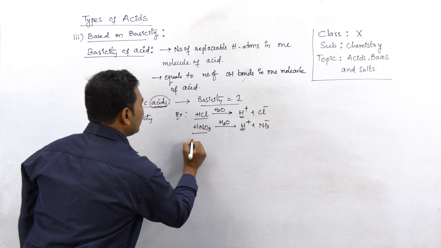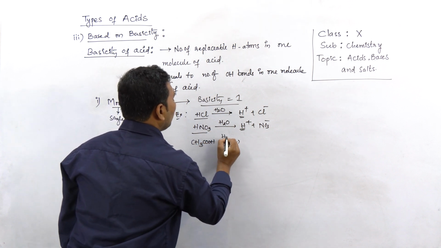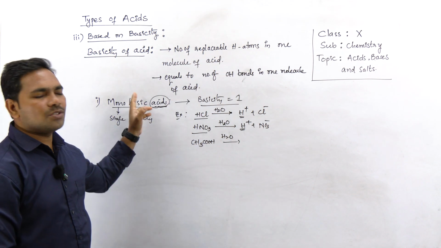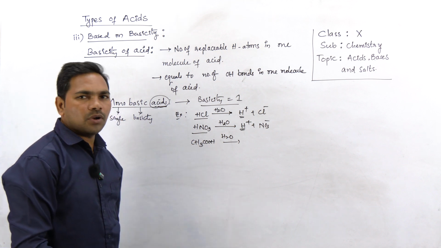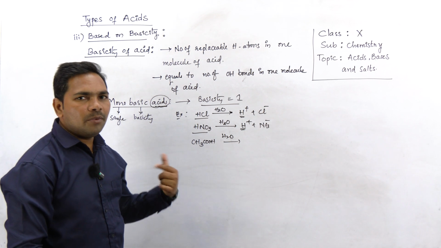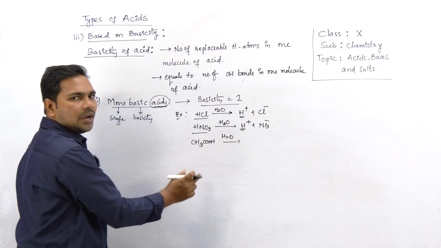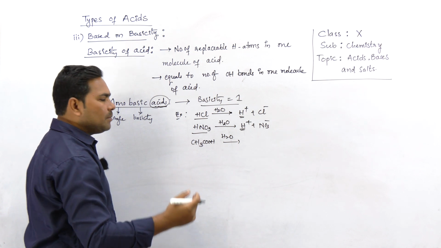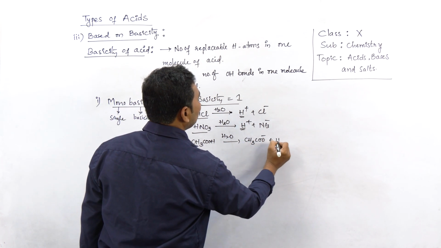Let's go with another example, CH3COOH, in water. The number of replaceable hydrogen atoms in one molecule is called its basicity. Now in an acetic acid molecule, 3 plus 1, 4 hydrogen atoms are present. Out of these 4 hydrogen atoms, how many are replaceable? Though it contains 4 hydrogen atoms, it comes under monobasic acid because it has only one replaceable hydrogen. So it produces CH3COO minus plus H plus.